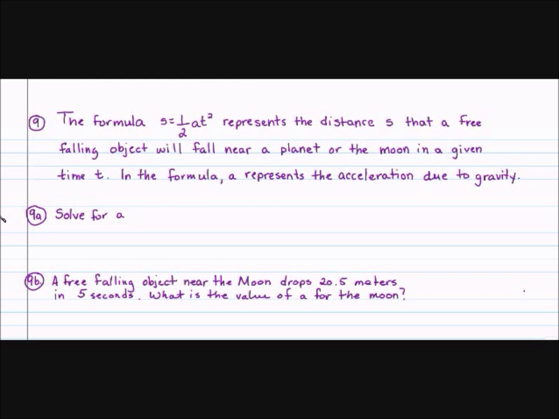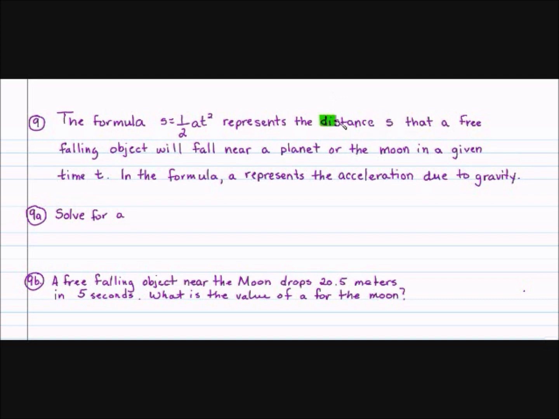Don't be scared. The formula S equals 1/2 times A times the square of t represents the distance S that a free-falling object will fall near a planet or the moon in a given time t. In the formula, A represents the acceleration due to gravity. If you have no idea what that is talking about, you have to only know one thing. The variables. Okay? So all you care about is the variables. What are the variables?